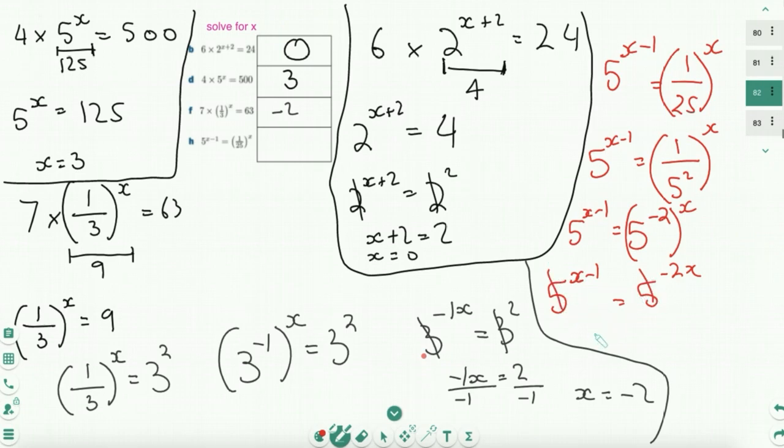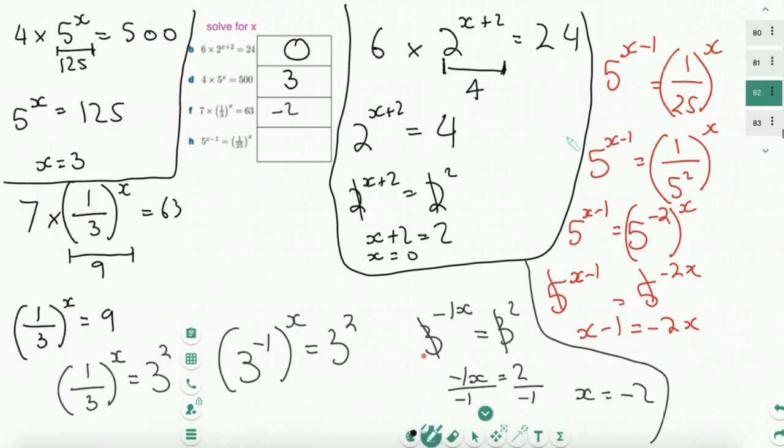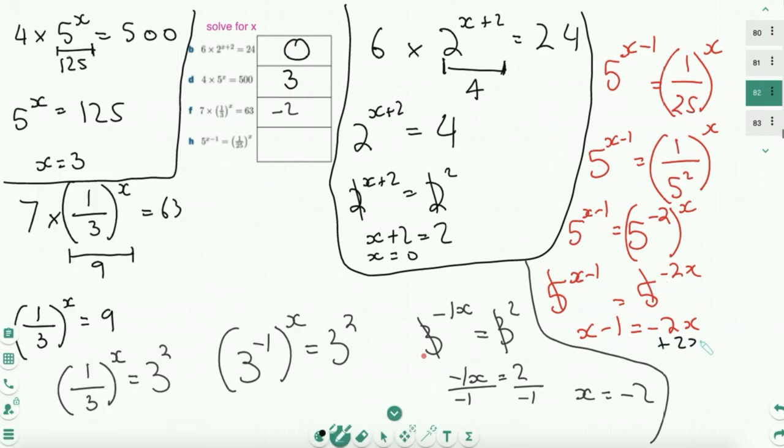Cancel out the bases. Now we have a little equation, x minus 1 equals negative 2x. Well, maybe we can add 2x on both sides. x plus 2x is 3x. So 3x minus 1 is 0. Add 1 on both sides. 3x equals 1. Divide by 3 on both sides. So x is equal to 1/3. And that's our answer.